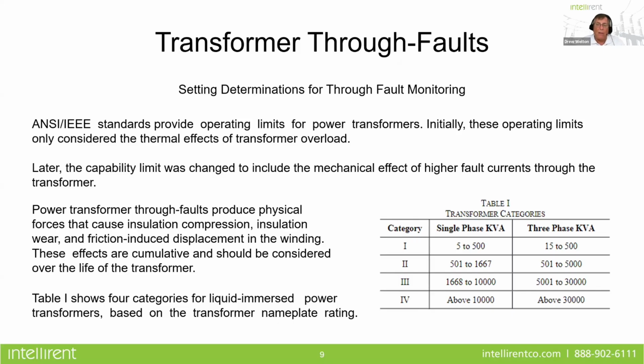So how do we set a through fault monitor? Well, ANSI and IEEE standards provide operating limits for power transformers, but initially these were all based on thermal effects of transformer overload. Lately the capability limit was changed to include the mechanical effect of high fault currents through the transformer as well. Power transformer through faults produce a physical force that will cause insulation compression, insulation wear, and friction-induced displacement in the winding, and these effects are cumulative and should be considered over the life of the transformer.